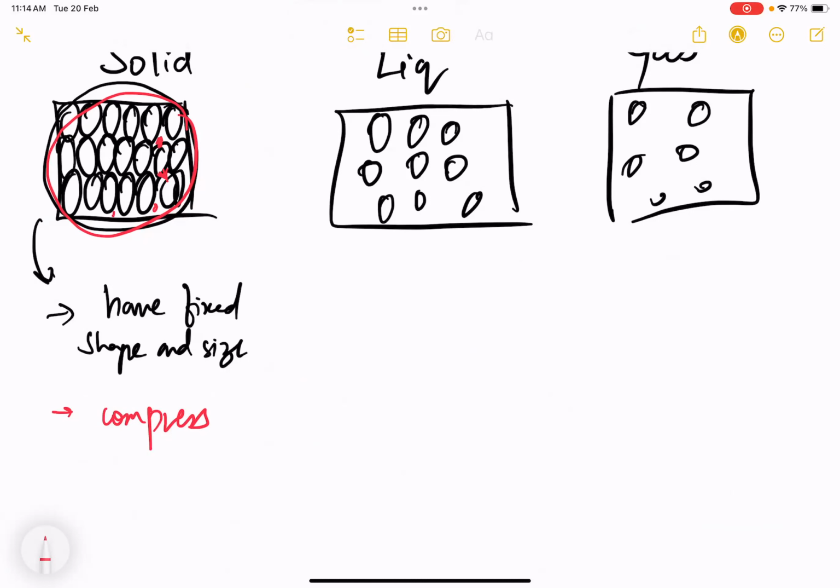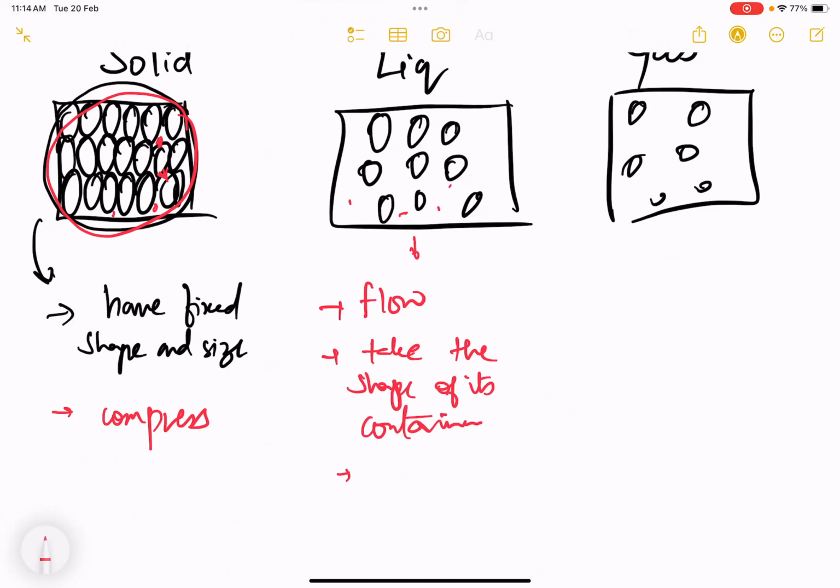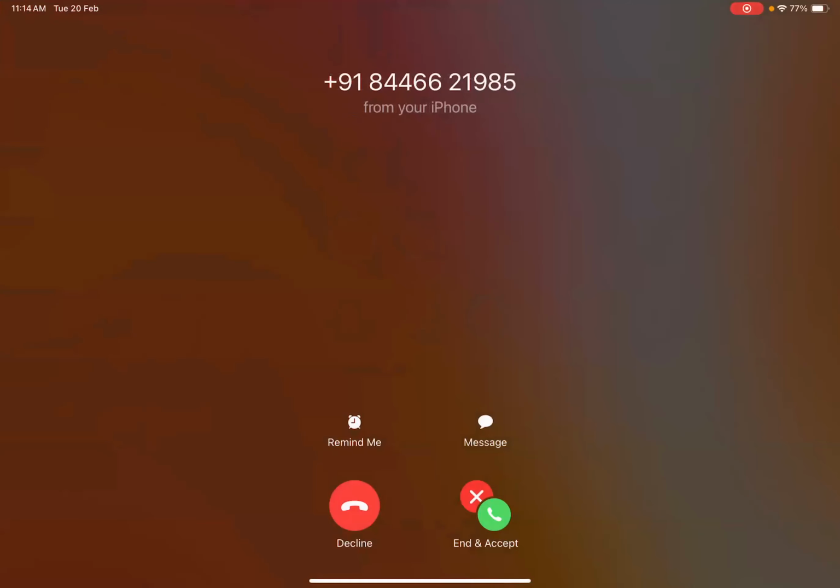Next, if I talk about liquids, liquids have some space as compared to solids, so they can move freely. And that's why liquids flow, and that's why they take the shape of their container, and somewhat I can also say that they can be compressed.